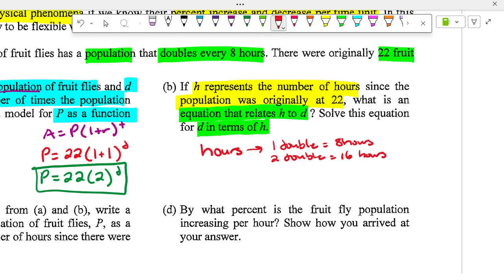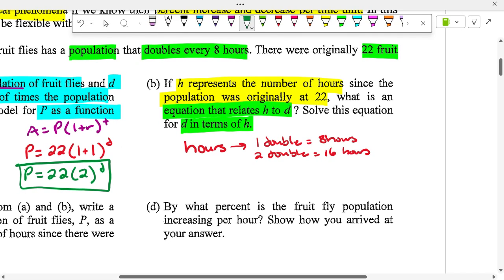So my question is, if H is equal to the number of hours, how can I write that as an equation in terms of D? So in other words, D is how many times we doubled. H is the number of hours that have actually elapsed. So we basically already did it. So what do you think in terms of D? How would I write H?